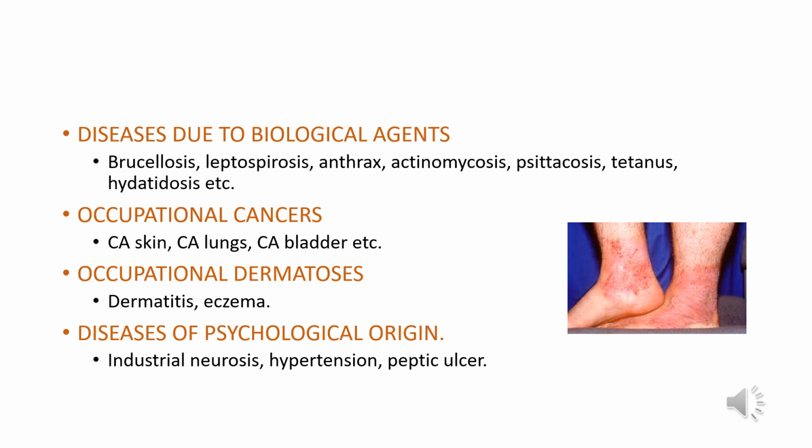Certain occupational cancers, for example, skin cancer, cancer of the lungs, cancer of the bladder, these cancers are associated with certain occupations as well. Then occupational dermatoses include dermatitis and eczema. In certain occupational environments, the workers are more likely to have dermatitis and eczema, etc. Then there are diseases of psychological origin. For example, industrial neurosis, hypertension, and peptic ulcer. These are the examples of psychological diseases which are seen in certain occupations.